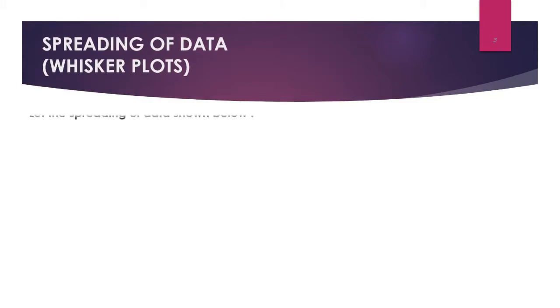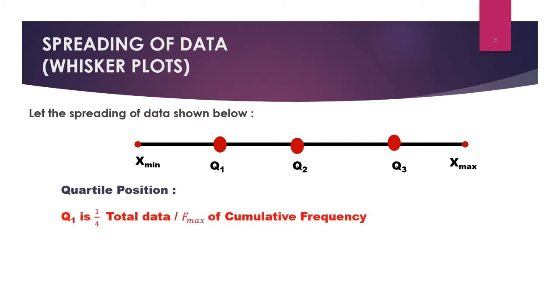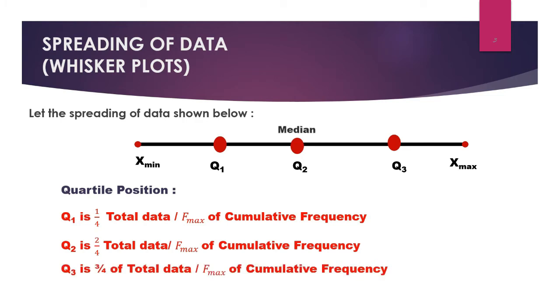Now we are going to review again about the spreading of data based on whisker plots. Usually the students know about this one as whisker plots. The spreading of data is shown in the diagram below. The whisker plots consist of 5 items: X minimum, quartile 1, quartile 2, quartile 3, and X maximum. Okay, all of that is listed in the diagram. There is a special rule for the quartile. Please take a note of the quartile position.